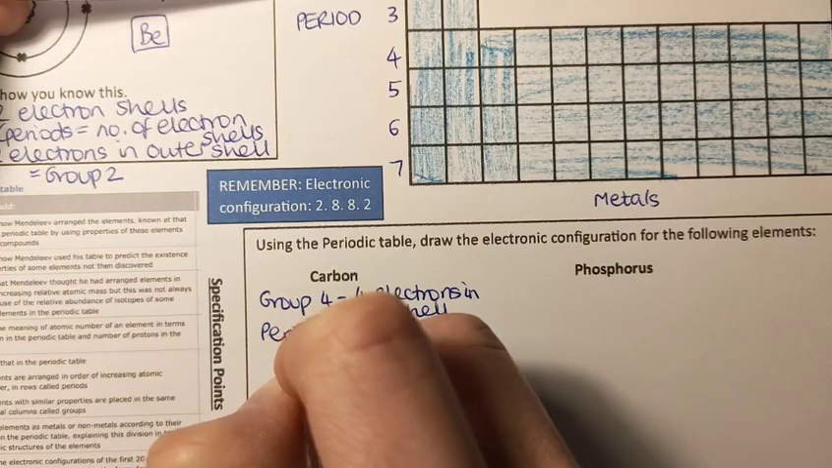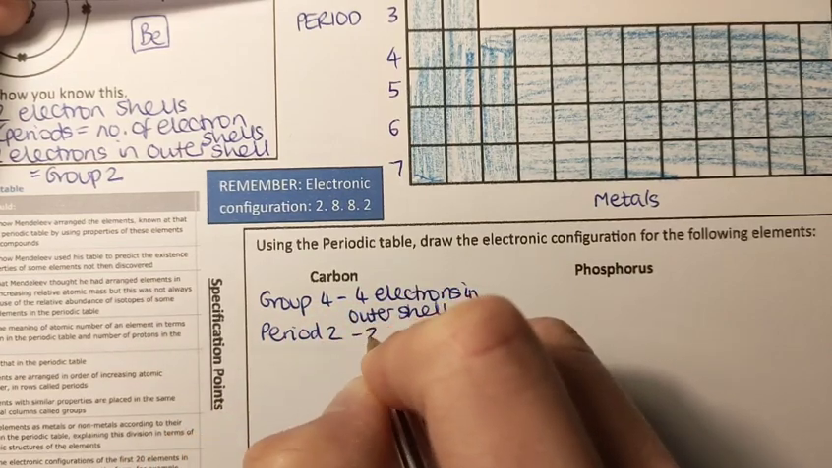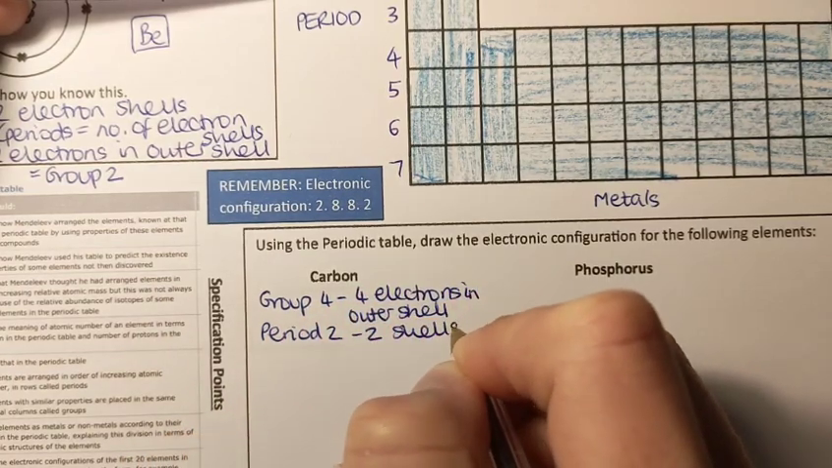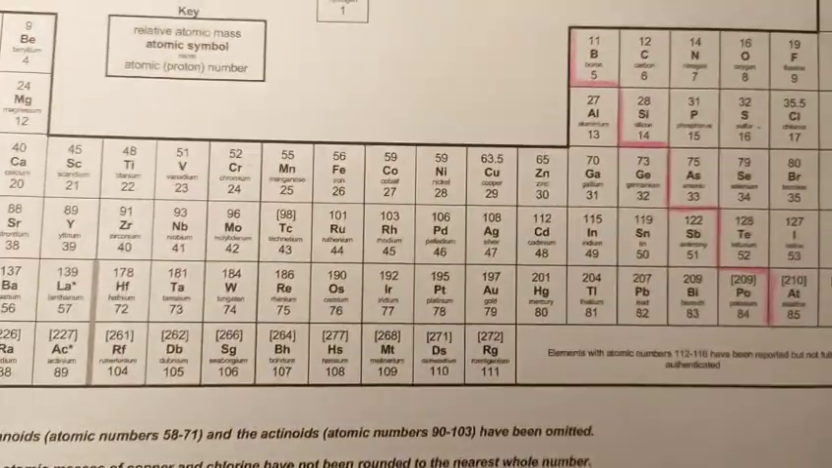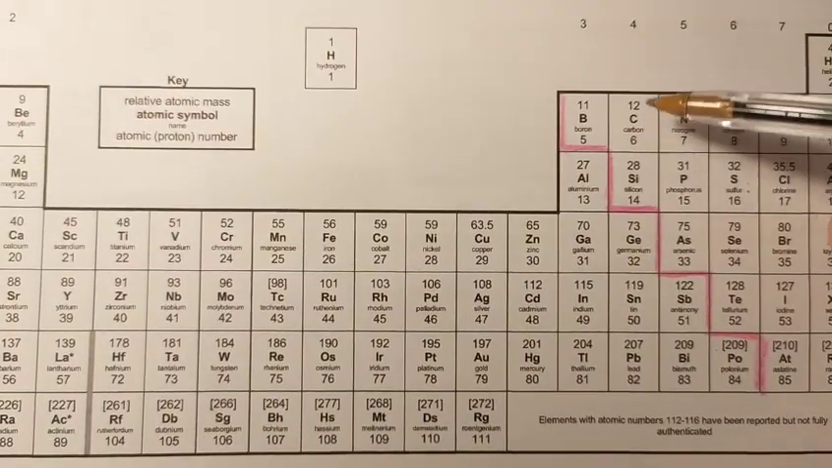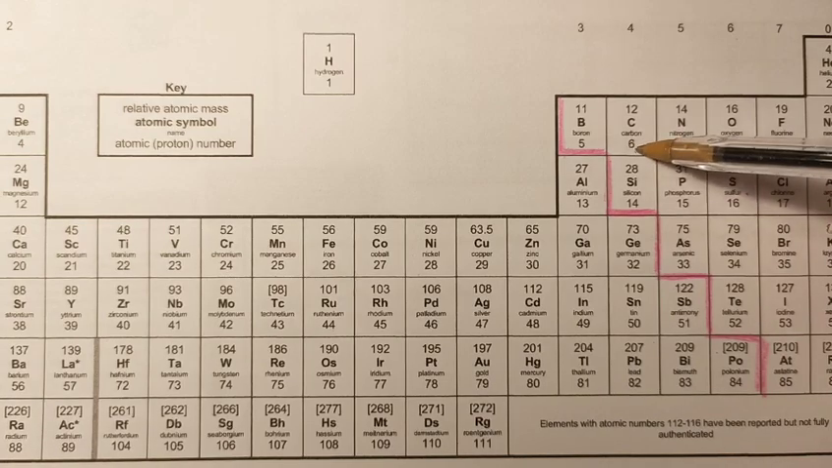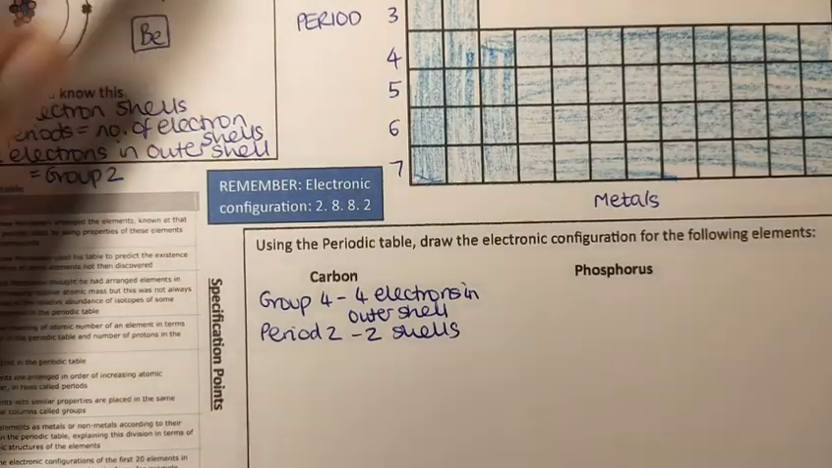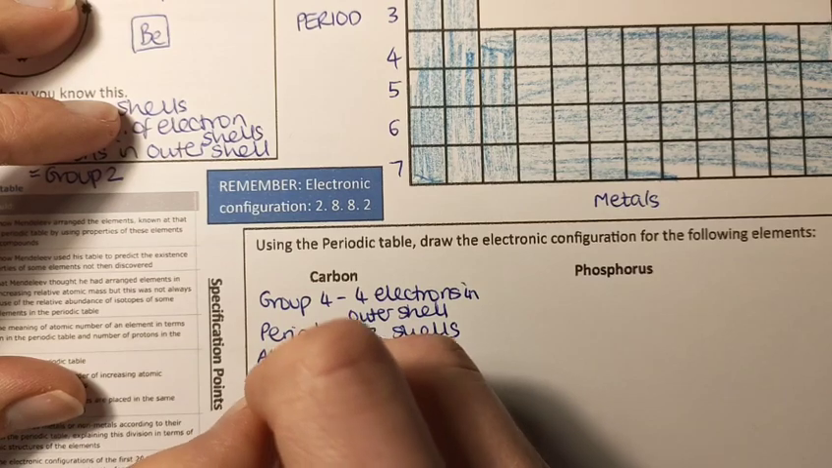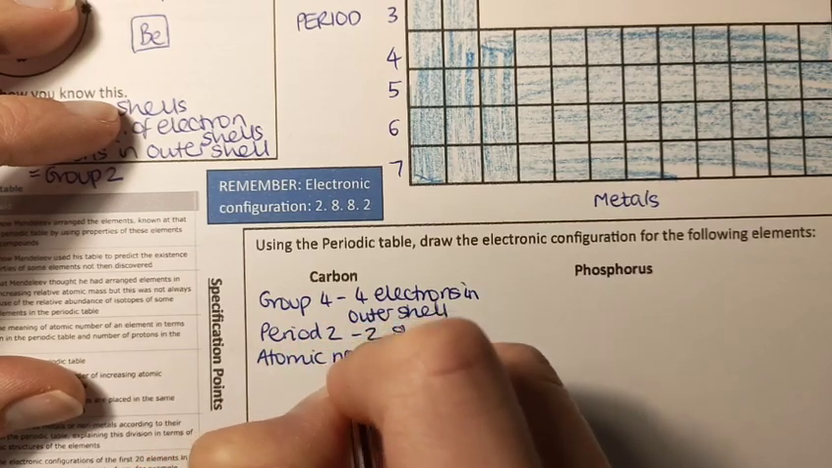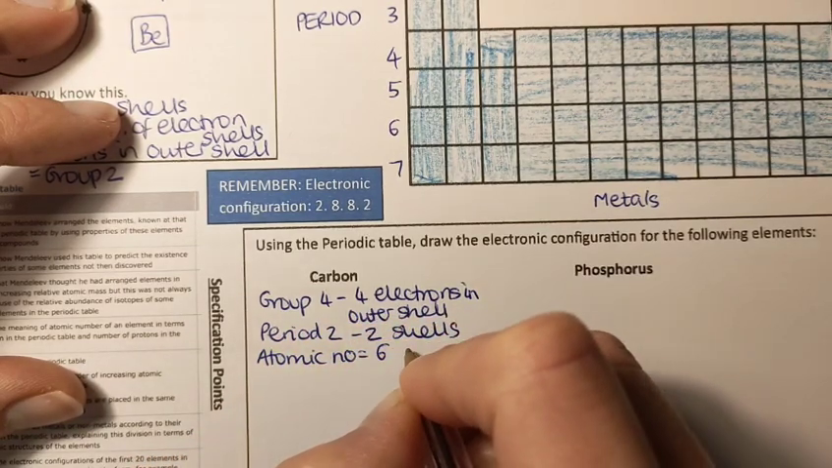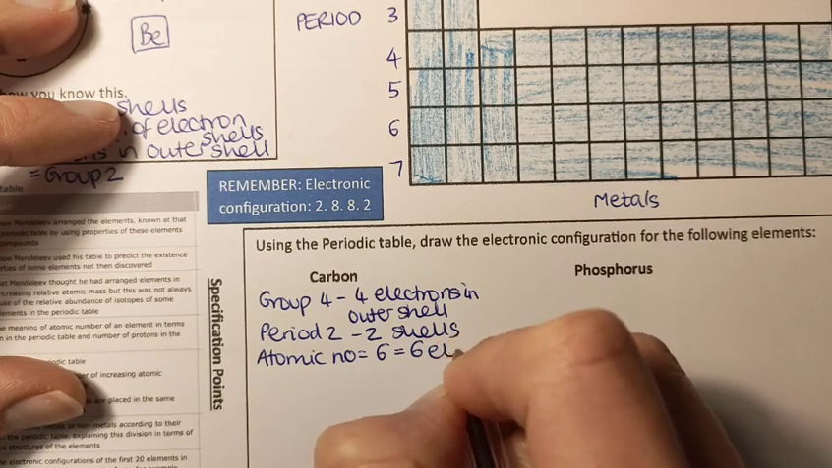Period 2, so 2 shells. So these are all my notes to help me. And then we're going to look at the atomic number, which is 6. So there are 6 electrons. So atomic number equals 6 electrons.